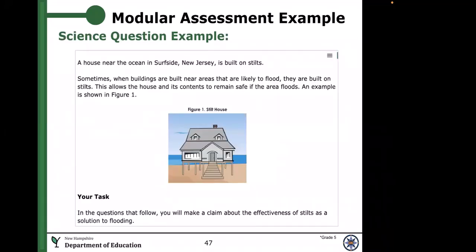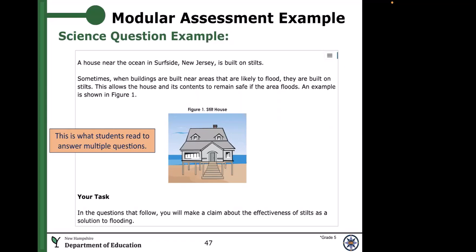For science, here's a science example. This is actually one of the test prep items for science. This is 5th grade science. So basically the students get this information here and they're given a task. And this is most of the science modulars, all of the science modulars are really more of a performance task type of scenario. So they have this information on the left. They're going to read this and look at this. They're going to use what they know of a particular topic that they've learned in your class.